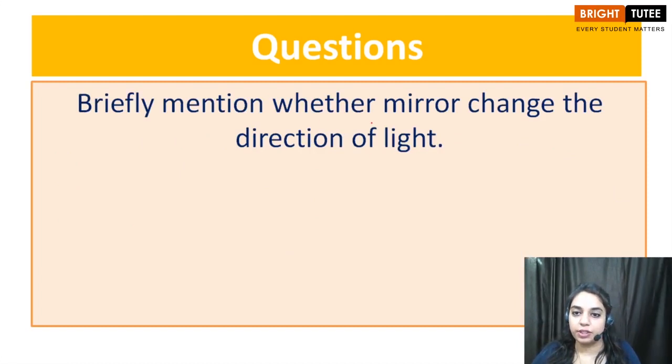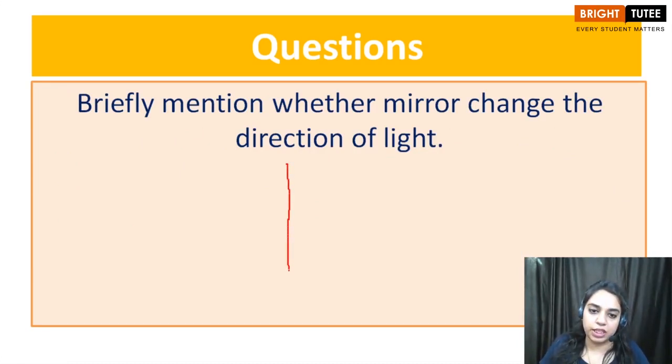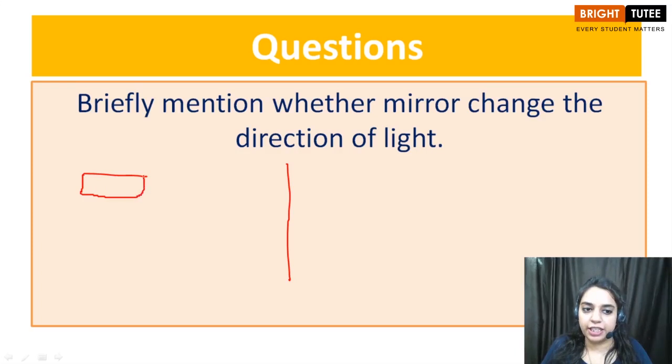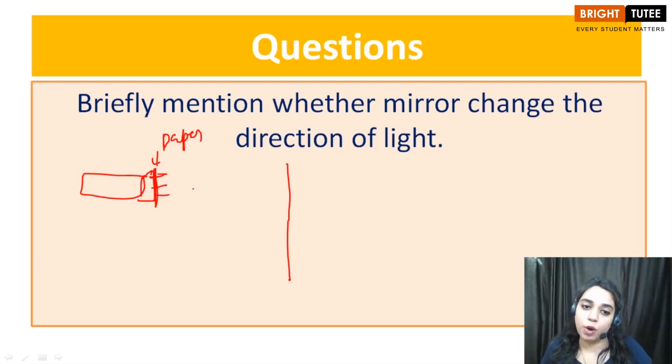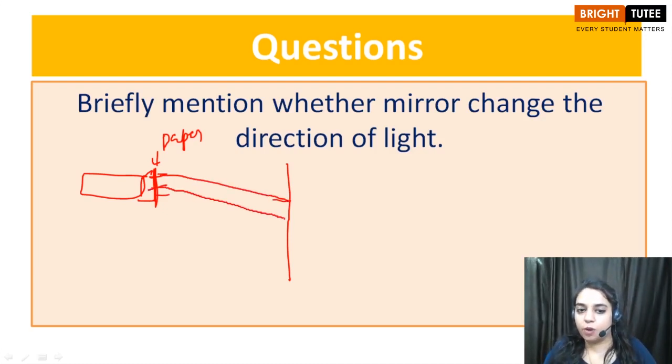Briefly mention whether the mirror changes the direction of light. Yes, children, the mirror will change the direction of light. How? We can understand this with the help of an activity. Let's take a torch. We are going to place it at an angle and we will cover the glass of this torch with a paper. Okay, and we'll make 3 slits in this paper and we'll let the light fall on the plane mirror.